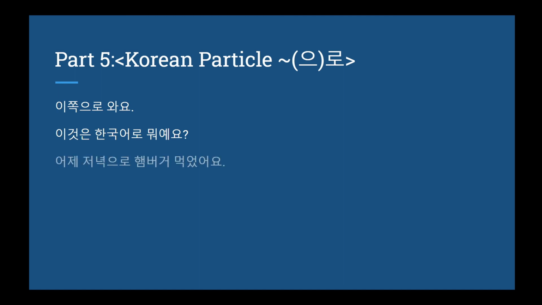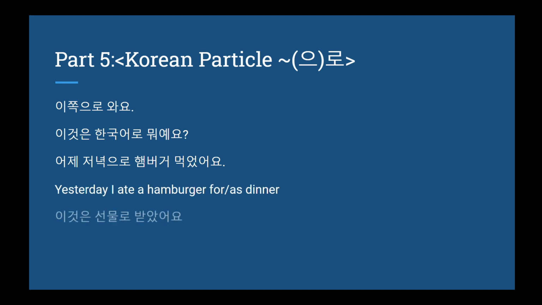Let's just look at an example. 어제 저녁으로 햄버거 먹었어요. Yesterday I ate a hamburger for or as dinner. And also, although this lesson doesn't mention this kind of usage for other than meals, it technically can be used for other things. So, for example, 이것은 선물로 받았어요. I got this as, or I got this for a gift.